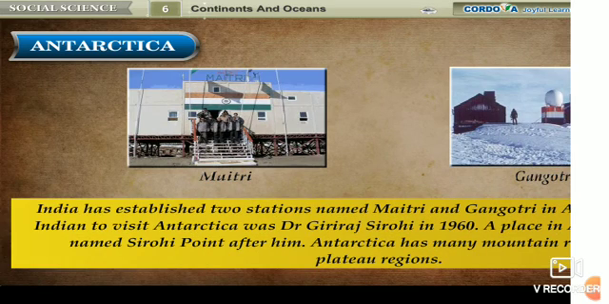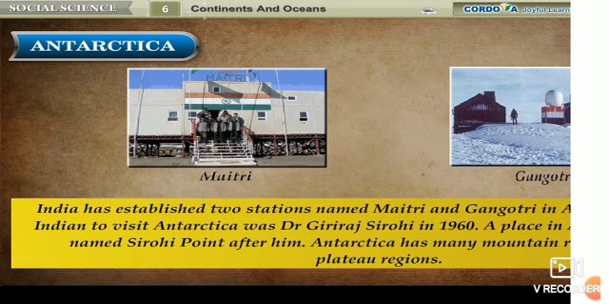India has established 2 stations named Maitri and Gangotri in Antarctica. The first Indian to visit Antarctica was Dr. Giriraj Sirohi in 1960. A place in Antarctica has been named Sirohi Point after him.